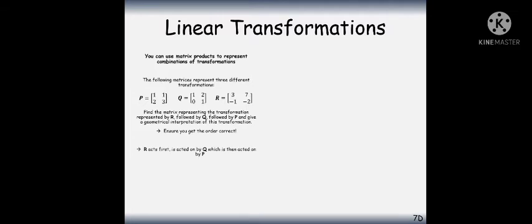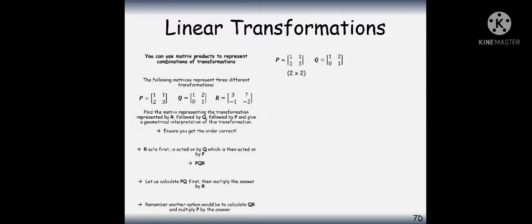R acts first, which is then acted on by Q, which is then acted on by P. So it's PQR. Okay? Let's calculate PQ and then we'll multiply it by R. That's the plan. And remember, another option would be to calculate QR multiplied by P as well. So we've got 2 by 2 by 2 by 2, so we'll get a 2 by 2 at the end. So PQ then, elementary row operations, as usual.